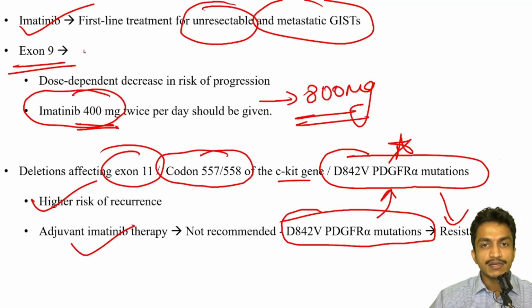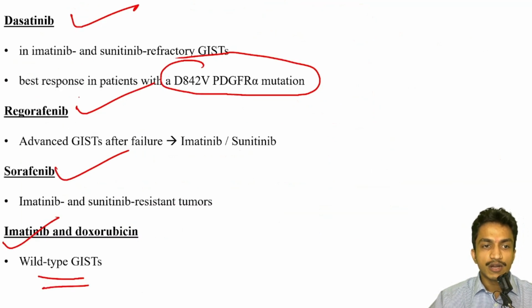In exon 9, double dose. D842, we go for Dasatinib. Regorafenib, whenever there is failure of Imatinib or Sunitinib.